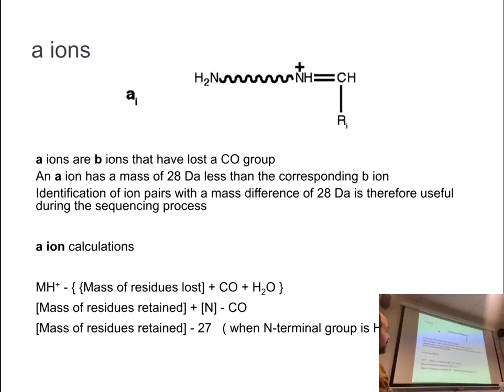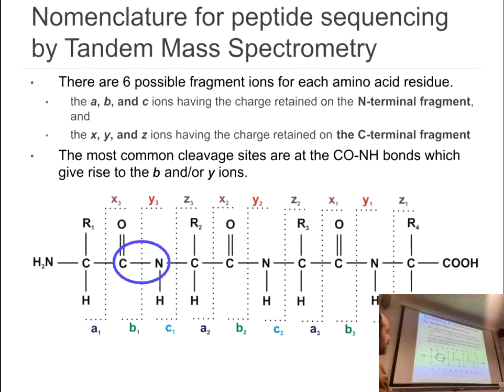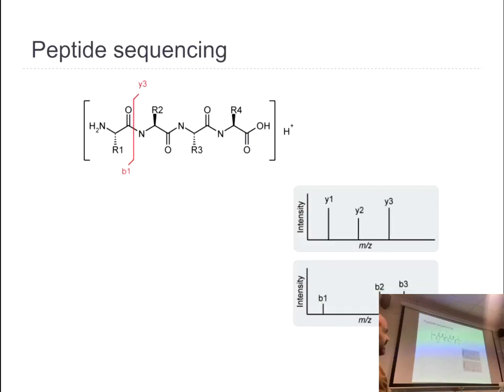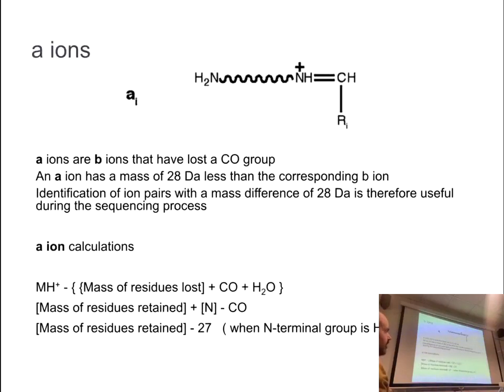Now, if we go back here, you've got these B ions. They retain the proton on this N-terminus. But next to them are these A ions. The difference between a B and an A ion is a CO group. Now it turns out when you do CID that you often see these A ions, and that's very good. Why is it good? Because you often see a B and an A ion pair, and their difference is going to be 28 Daltons.